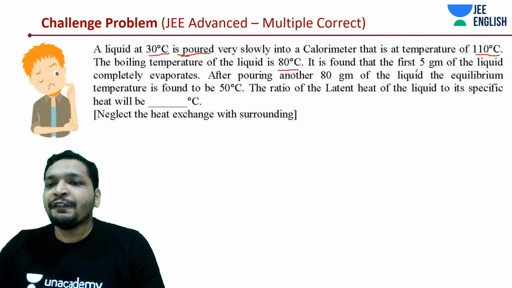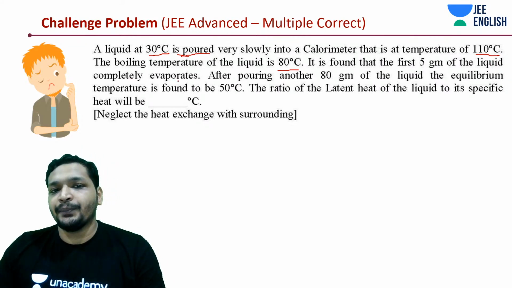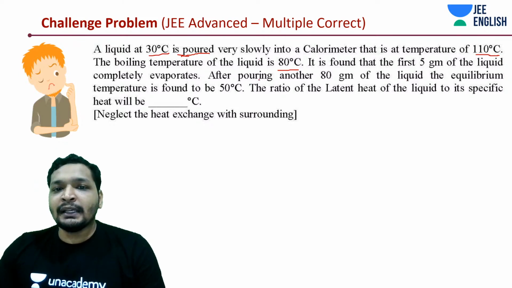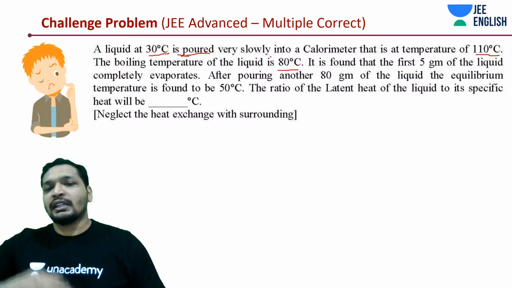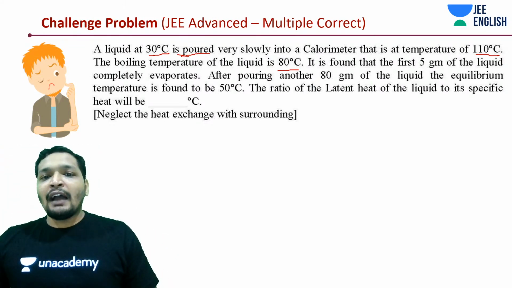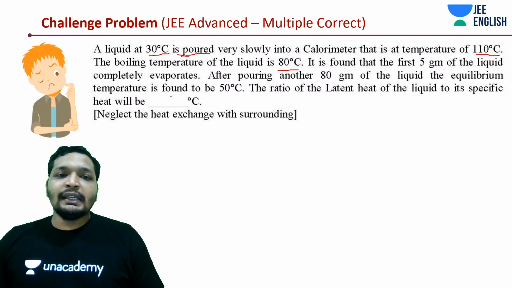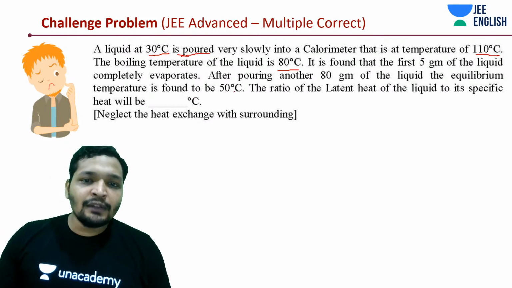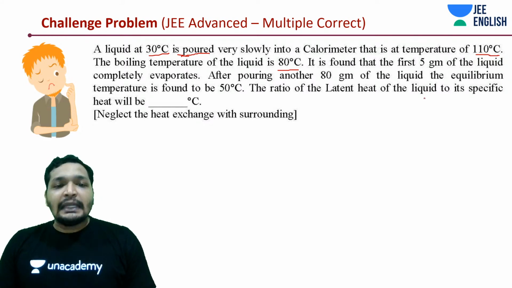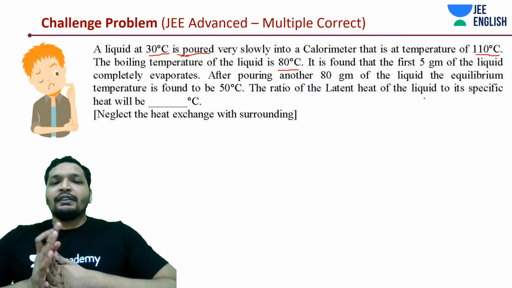It is found that the first 5 grams of the liquid completely evaporates. That means at 80 degrees the liquid has reached and it evaporated also. After pouring another 80 gram of the liquid, the equilibrium temperature is found to be 50 degrees Celsius. The ratio of the latent heat of the liquid to its specific heat will be. That is given to you.